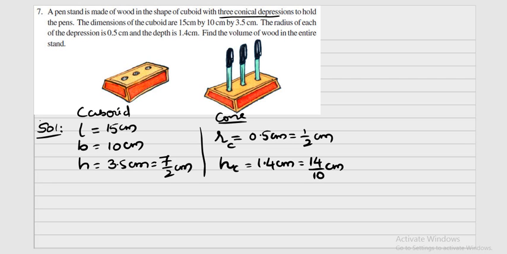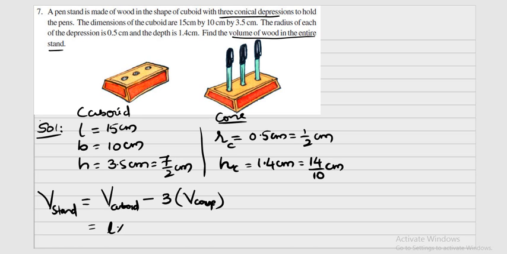Now what is he asking you to find? Find the volume of the wood in the entire stand. The stand is obtained only after removing those three conical portions, right? So from this directly, what can I say? Volume of stand is equal to volume of cuboid minus 3 times the volume of each cone. Volume of cuboid minus 3 times the volume of cone.